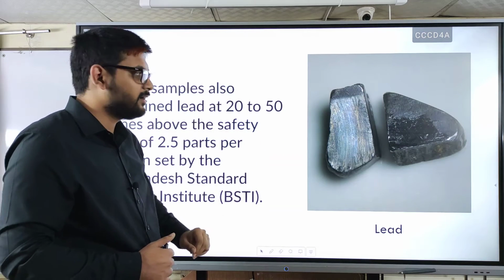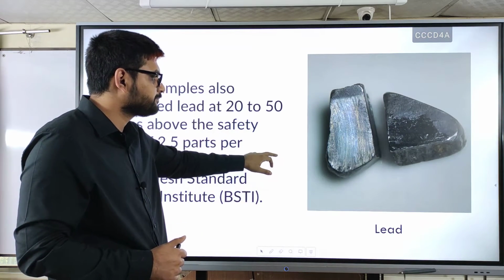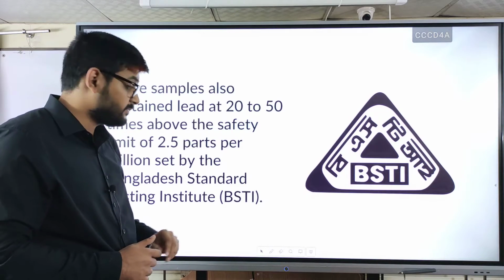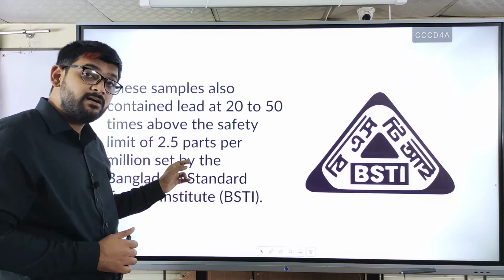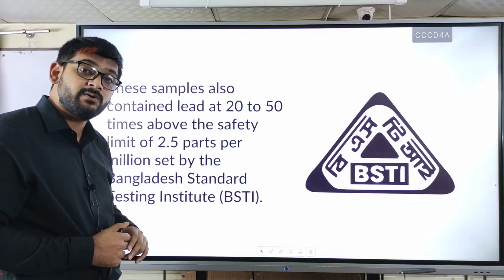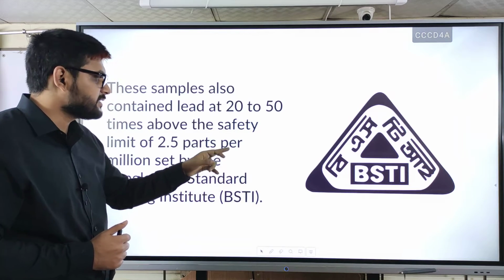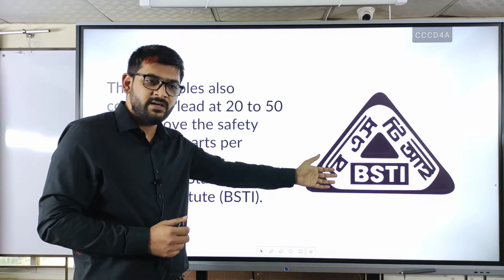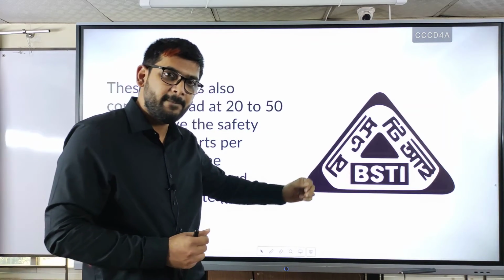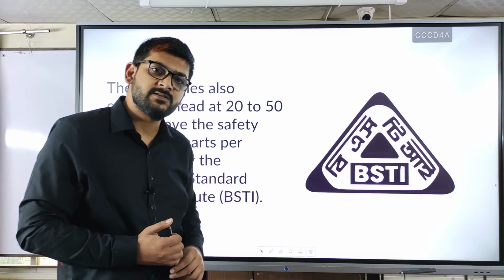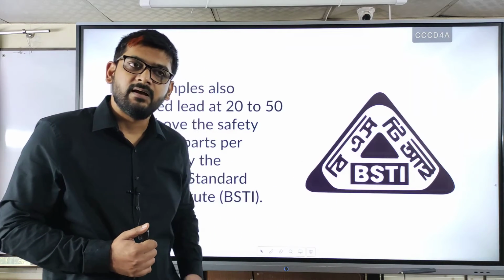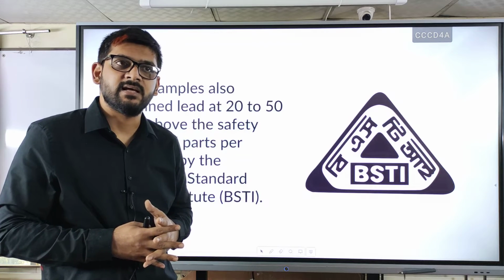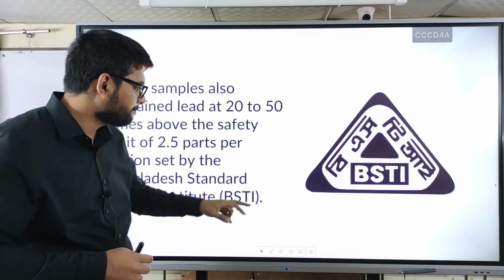This is an image of lead. Okay. And who set the limit? 2.5 parts per million lead can be used in turmeric powder. Who set the limit? Bangladesh Standard Testing Institute, or BSTI. You may see this logo on different food packaging. BSTI is the organization responsible for standardizing, or permitting whether something is allowed to be consumed or not.